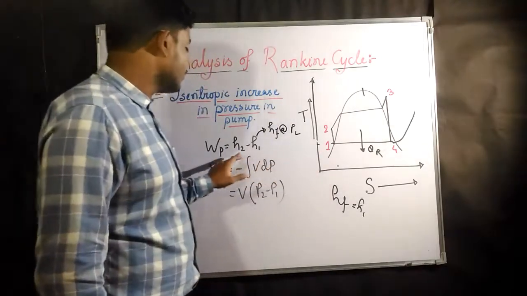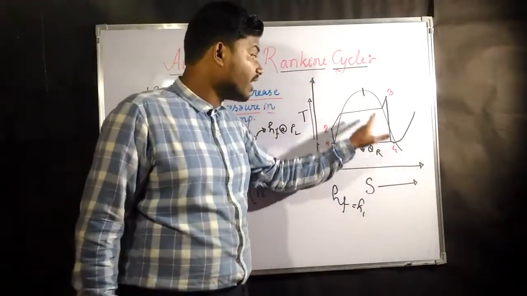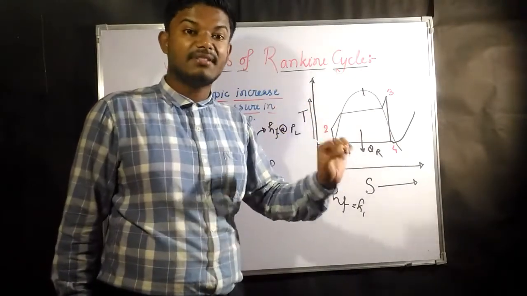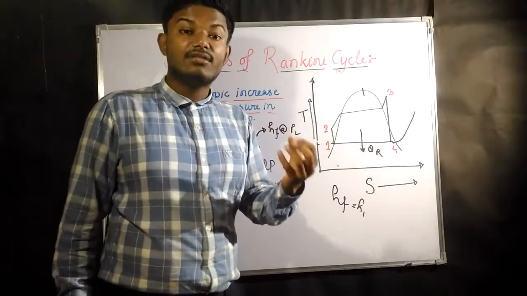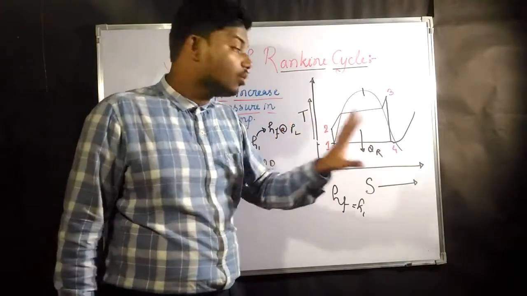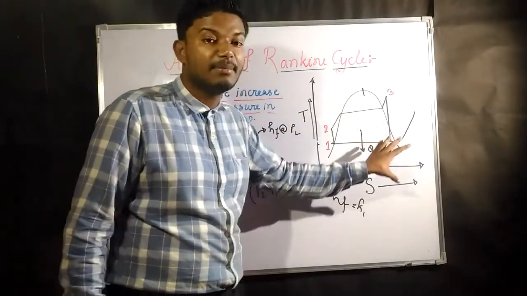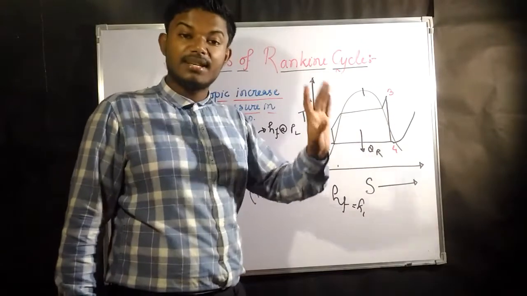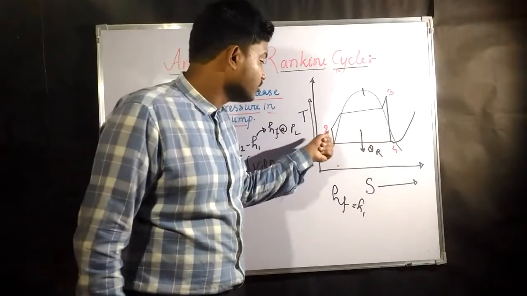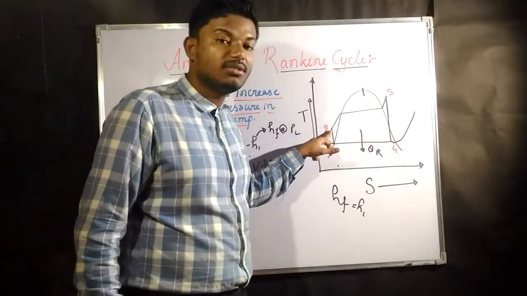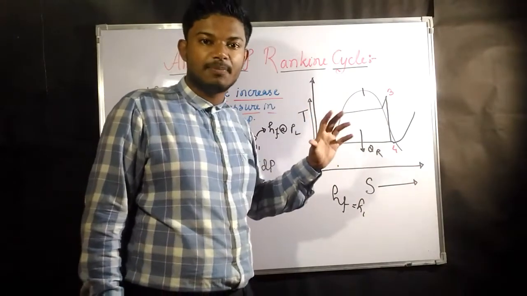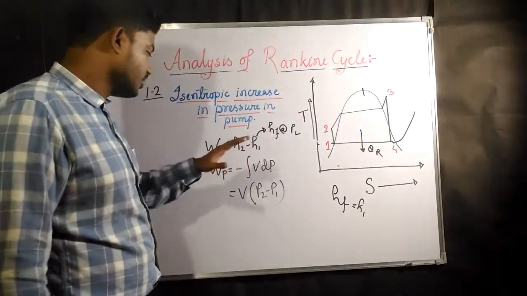But how to find H2? We have already known how to find the enthalpy, or any other property, at any place, by finding out the dryness fraction. But the concept of dryness fraction only works when the point is inside the vapor dome. Now, point 2 is outside the vapor dome, so it will be difficult for us to find the enthalpy. So we have another option.